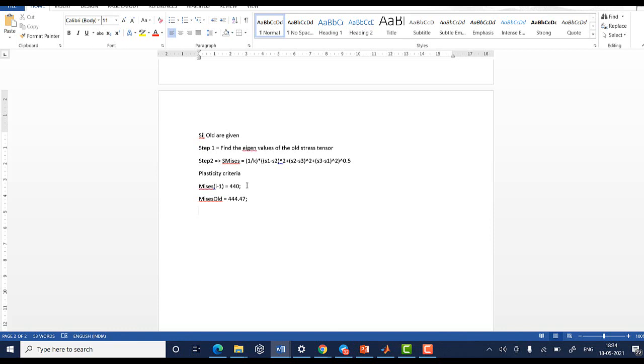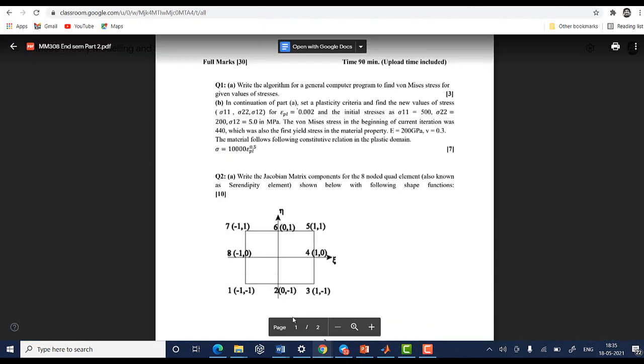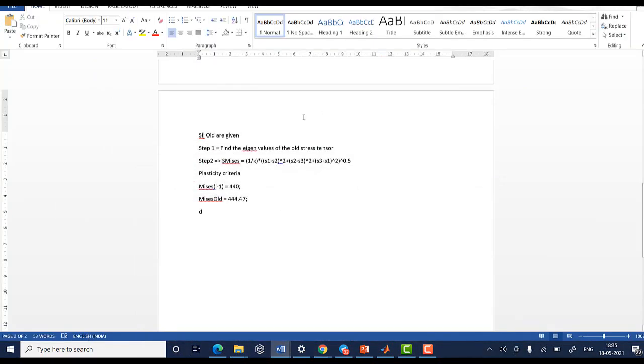And now we are in the plastic domain, we have to find out what will be the new stress value. For that, we will have to calculate the DEQPS, the increment in plastic strain. The plastic strain rate is already given, so you didn't have to calculate it. It's 0.002. So DEQPS is equal to 0.002, right?